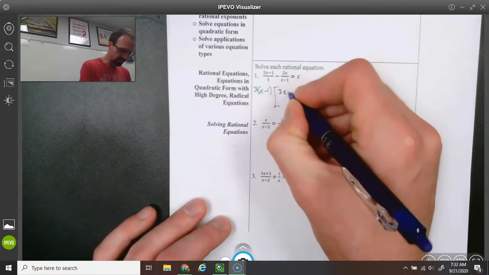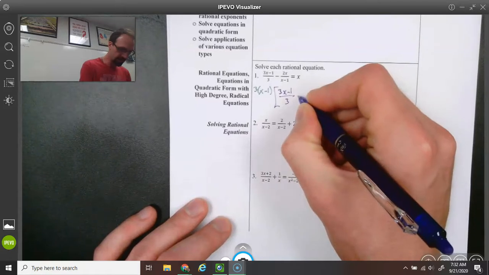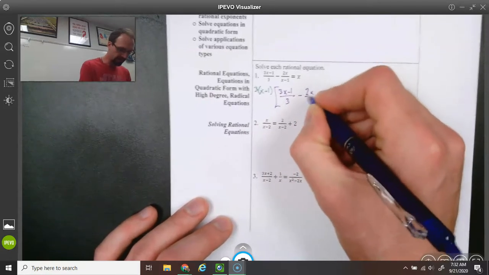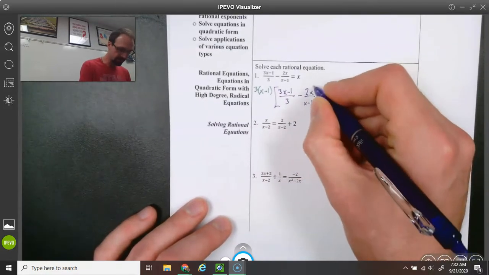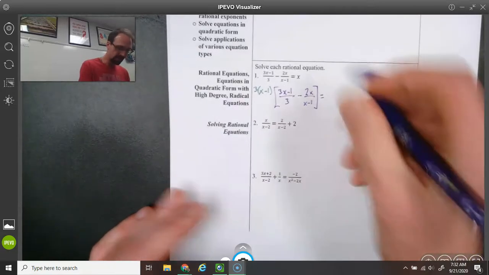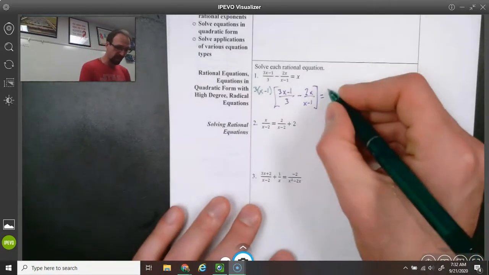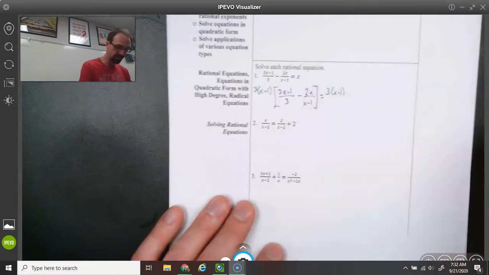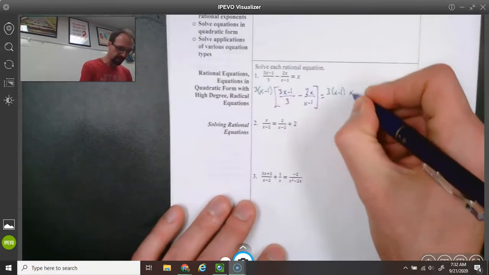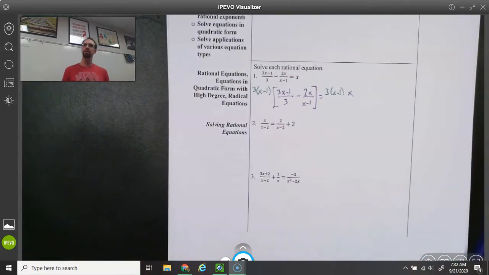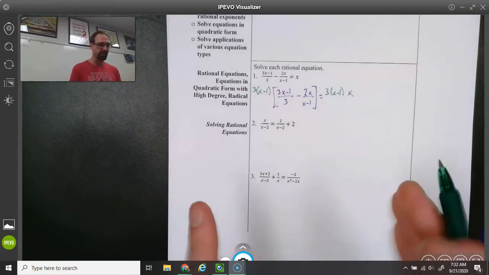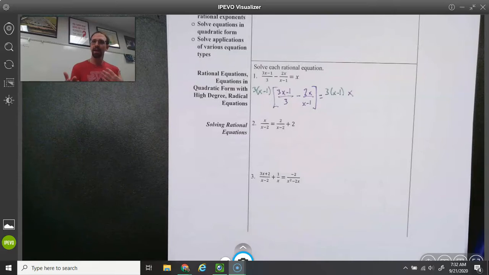So here we have 3x minus 1 over 3, and then minus 2x over x minus 1, and then equals. Now with the x term, I'm also going to multiply it by a 3 and an x minus 1. And the original value is x. I don't need to use a set of grouping symbols for the right-hand side because it's just an x, but I do need to do so for the left-hand side because of the two terms there separated by that minus sign. We're going to have to remember that minus sign is important as well. As we go through this, I want you to envision what this looks like when you distribute through.